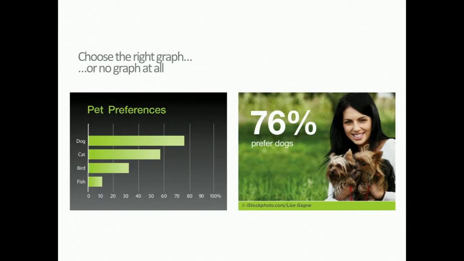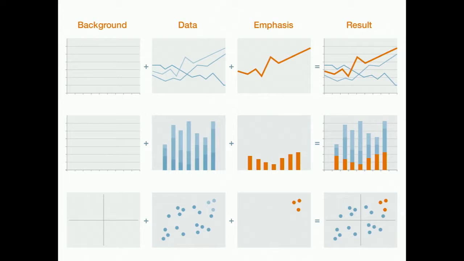So I want you to think about how you're showing graphs, and maybe that's not the very best way to show information. Maybe you just want to exemplify the percentage of people that like dogs in this case.